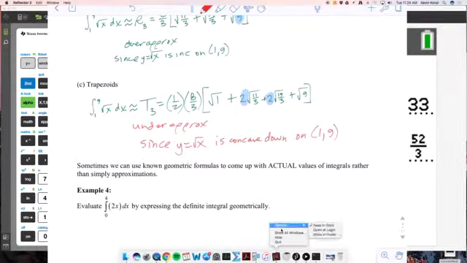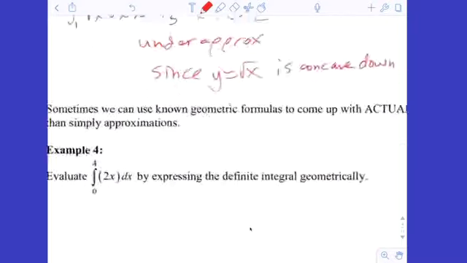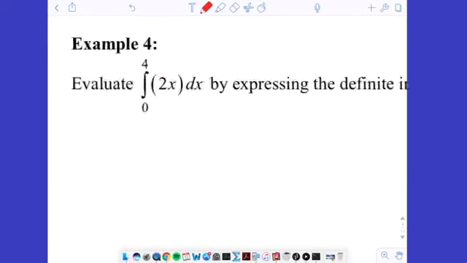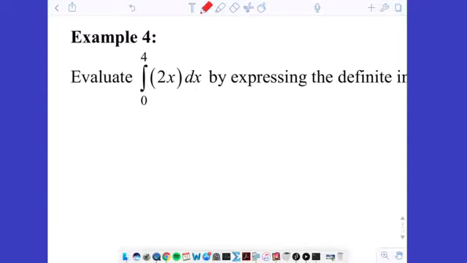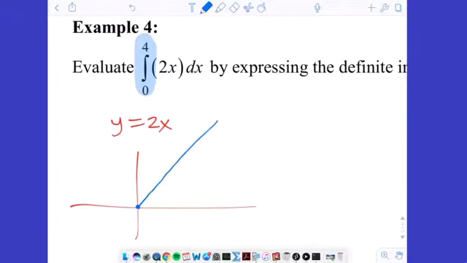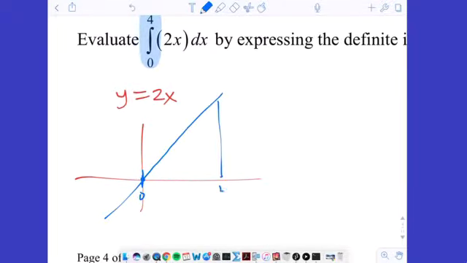This one says sometimes we can actually use known geometric formulas to come up with actual values for our definite integrals without having to approximate it. Case in point, example 4. It says to evaluate this definite integral from 0 to 4 of 2x with respect to x by expressing it as an area. All right, so the function that we're trying to find the integral of is 2x. And, of course, we know what that looks like, right? That's a line. It passes through the origin. It goes up 2 over 1, up 2 over 1, up 2 over 1. So it looks something like that. We're interested in finding the integral from 0, which is right here, to 4, which is conveniently right here. So bounded by the x-axis, we want to know what this is.